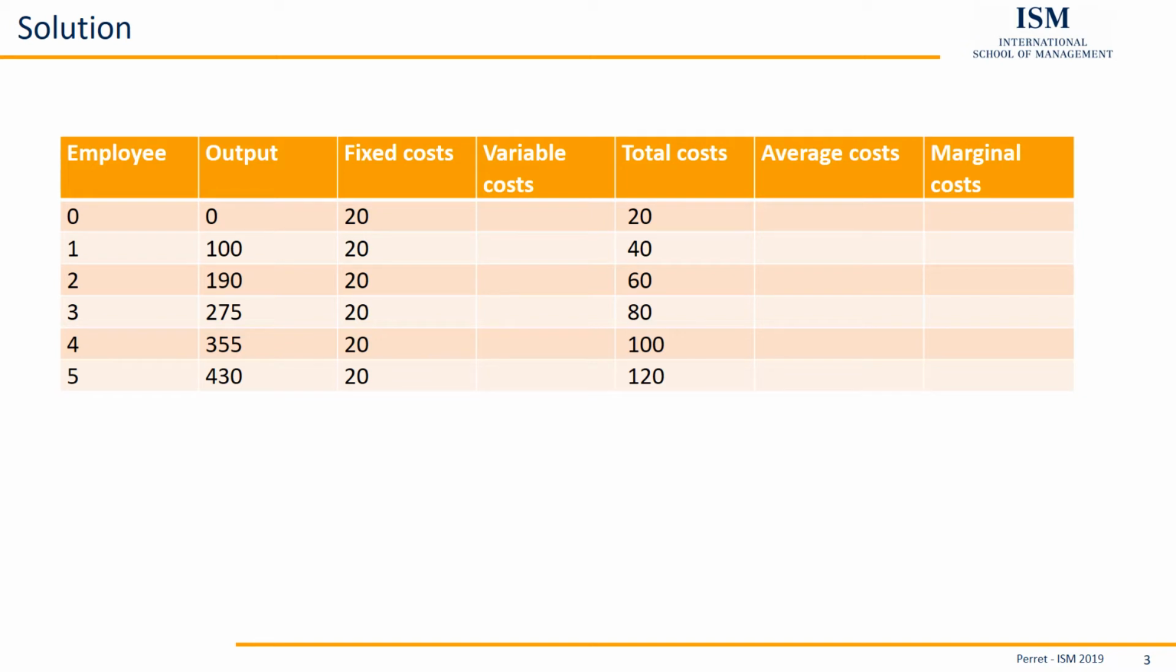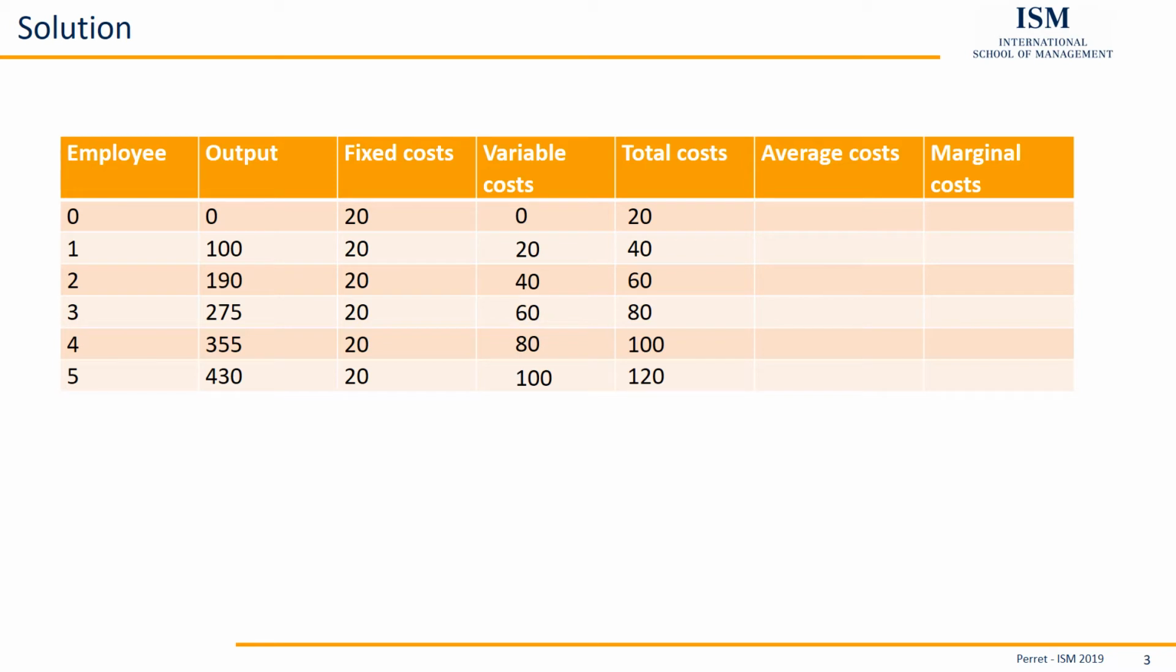Then we can directly start with the variable costs, because variable costs, that's just the difference between total costs and fixed costs. So we just subtract from the total costs the fixed cost. So we have 20 minus 20, giving us variable cost 0. 40 minus 20, variable cost 20. 60 minus 20, giving us variable cost 40. Then 80 minus 20, 100 minus 20, and 120 minus 20. So that's relatively easy.